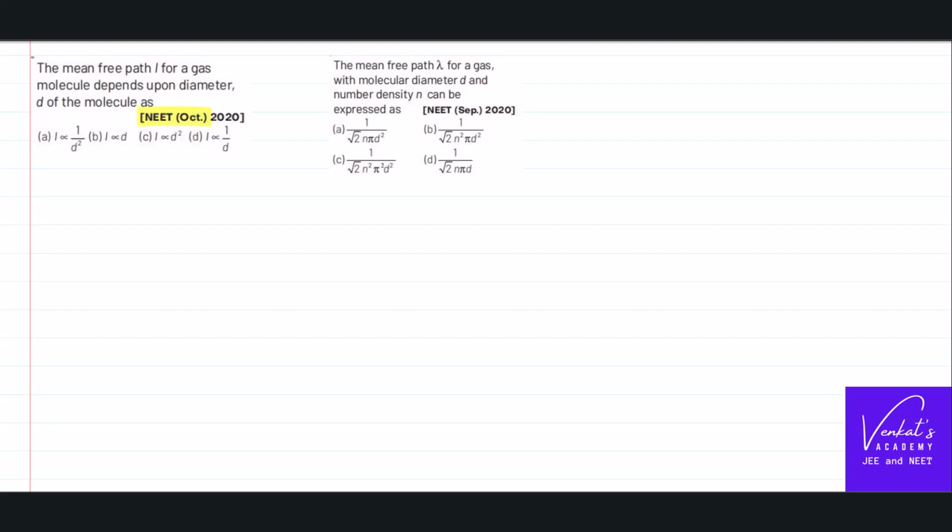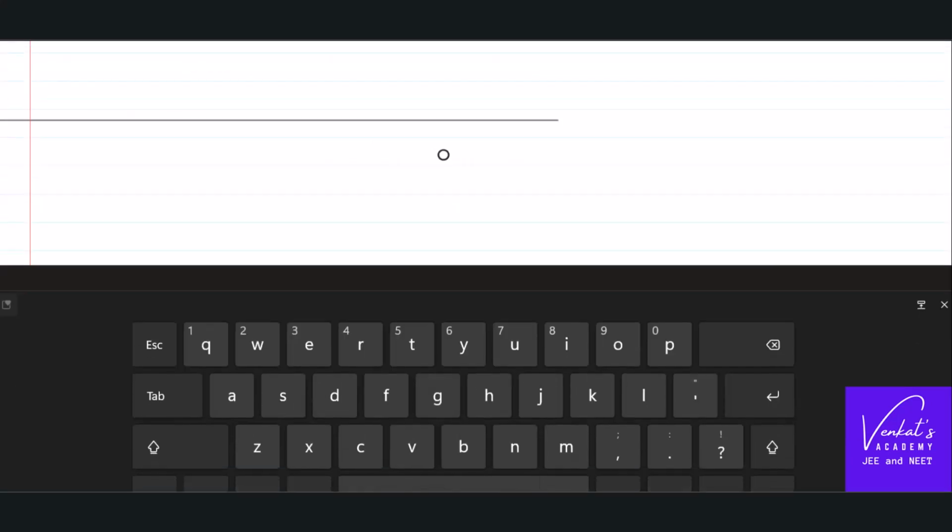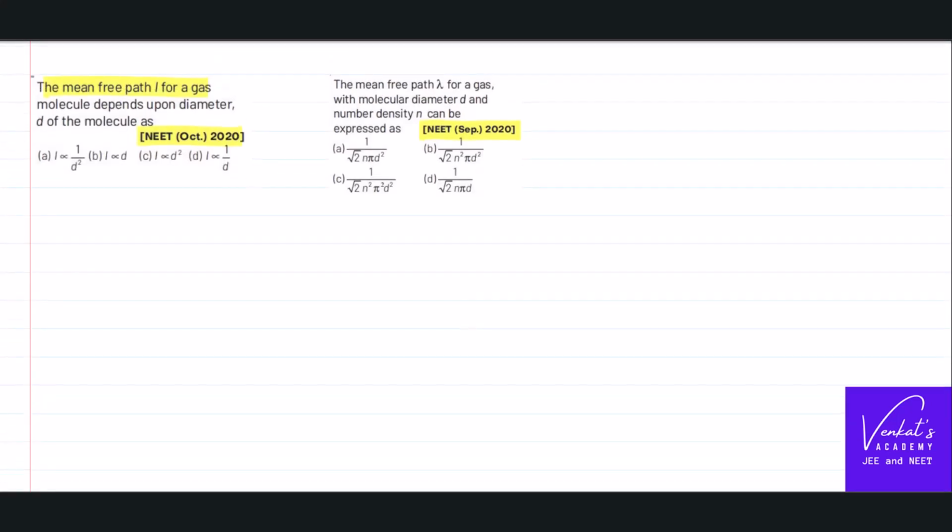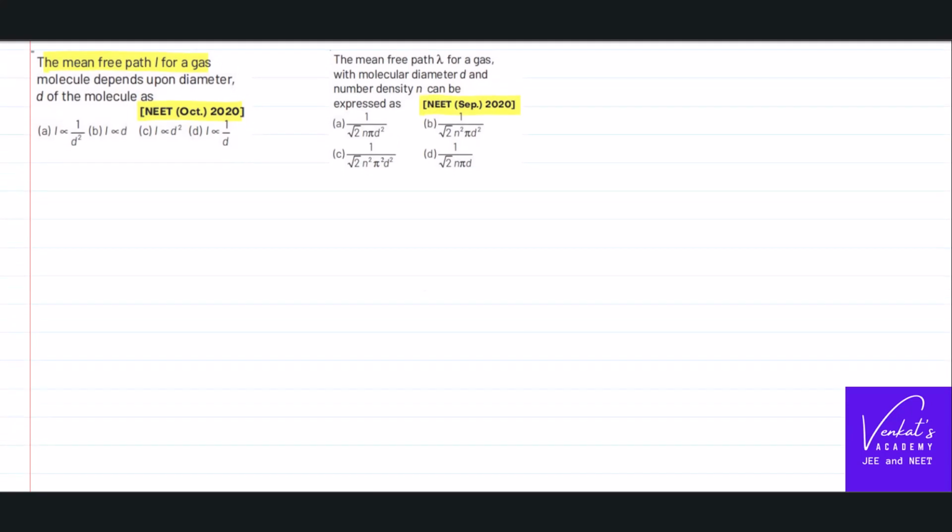This NEET question, given twice in 2020 in kinetic theory of gases, is all about mean free path. It is just a formula, mean free path. So to solve these problems, I'll quickly derive the equation for the mean free path itself. Therefore, we can easily come to an answer, right? So let us first try to understand what a mean free path is. What is it?